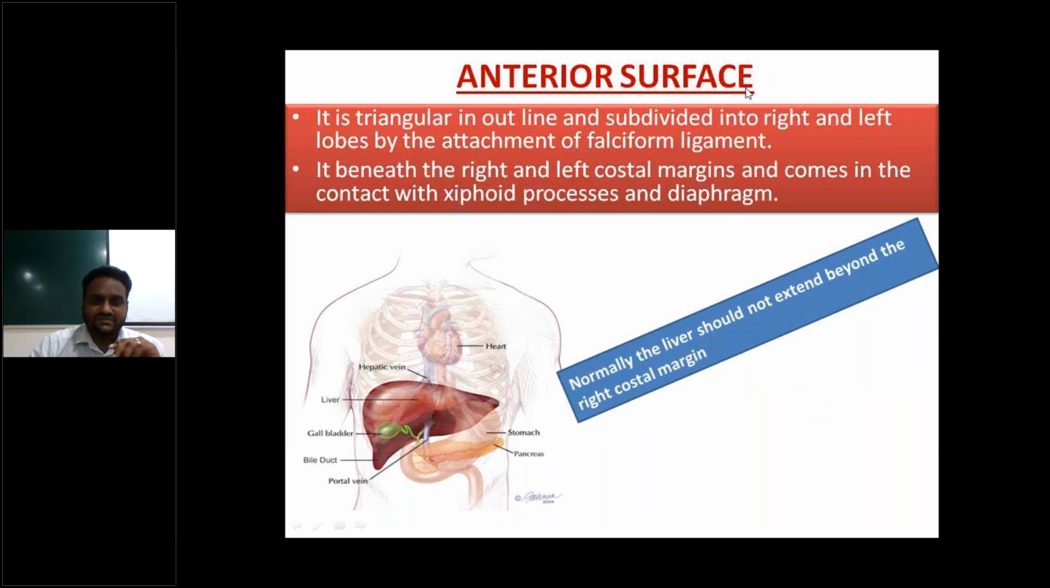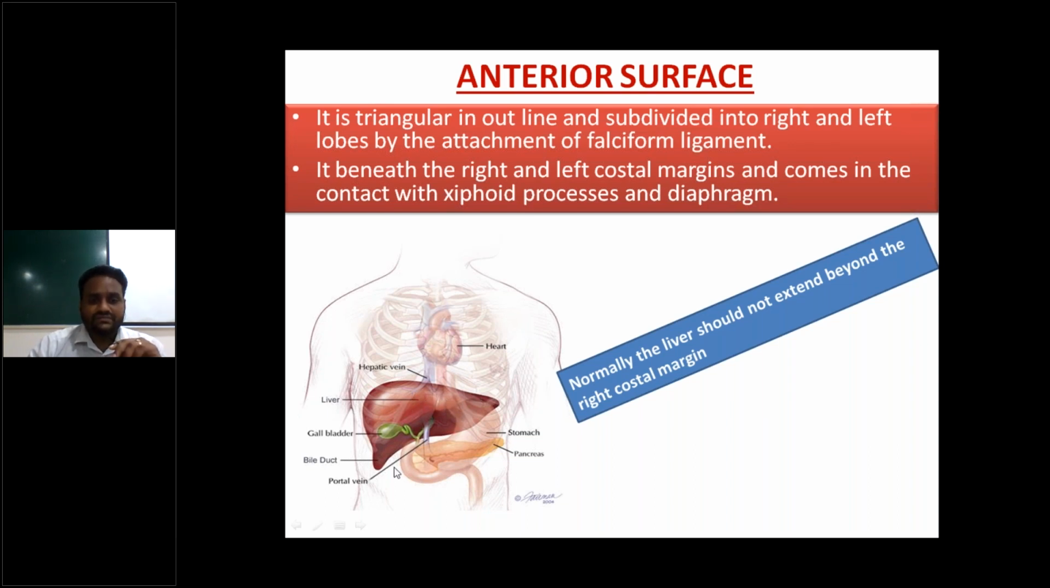Then the anterior surface. The shape of the anterior surface is triangular. You can see the anterior surface is triangular in shape. The anterior surface is usually related to the falciform ligament. That ligament separates the liver into right and left anatomical lobes.